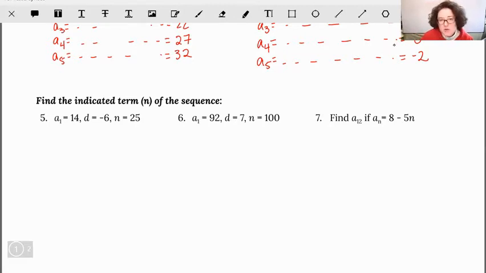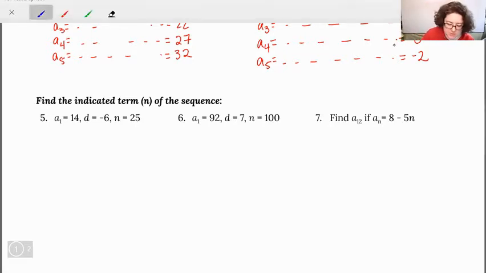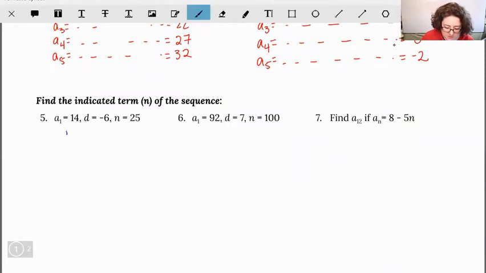So again, the full equation that we're working on is a sub n equals a sub 1 plus n minus 1 times d. And so if they give us our first value, our common difference, and what number term we're looking for, we can figure out what that value is just by plugging in the info that they give us.